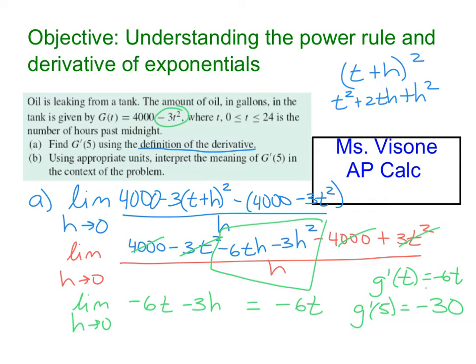Interpret the meaning in the context of the problem. So the numerator of my limit is amount of oil in gallons. So the top is gallons. The bottom is hours. So it's gallons divided by hours. So the derivative is gallons per hour. So at t equals 5, at 5 past midnight, 5 in the morning, the rate of change of the oil is negative 30 gallons per hour. So it's going down by 30.